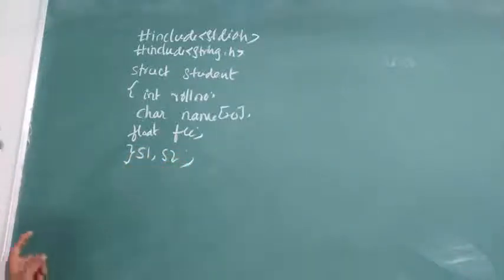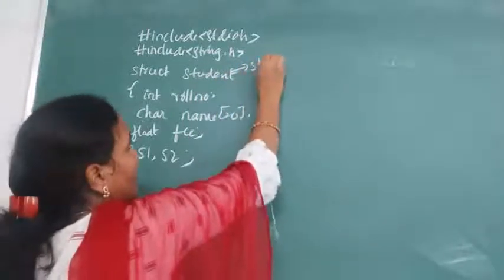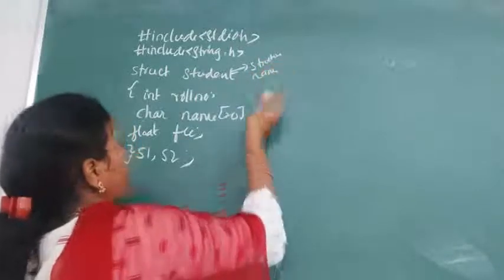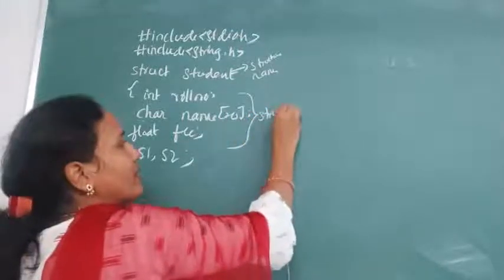So in this, every point you should highlight. It is the structure tag, or you can say it is the structure name. And these 3 are called structure members.